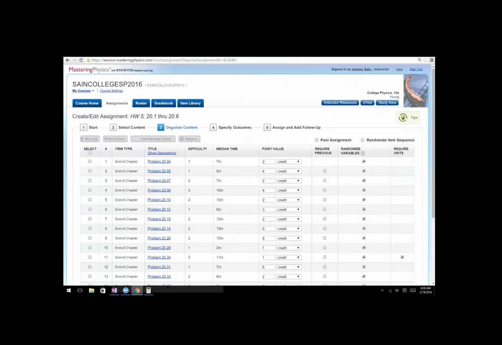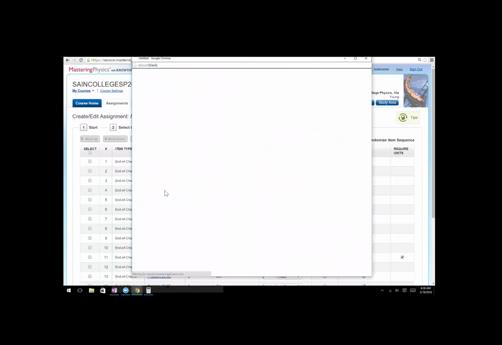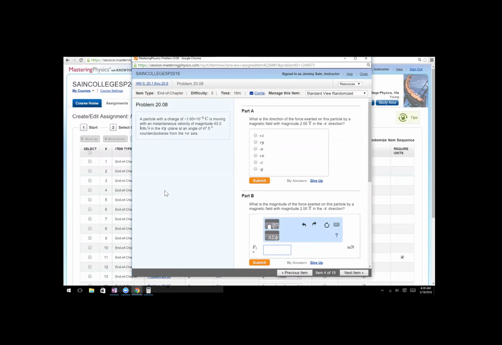Let's grab another one. That was, okay, that's a 3. We'll do the 3. Then we may jump back to university. So a particle with charge that is moving in the XY plane at 47.5 clockwise from the x-axis. And there's a magnetic field in the x direction, or sorry, the negative x direction.